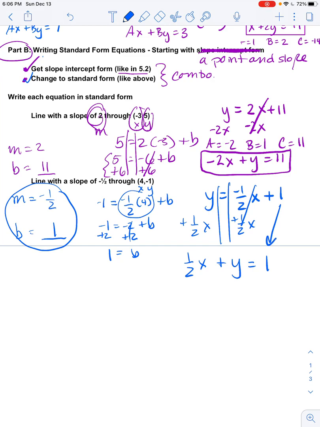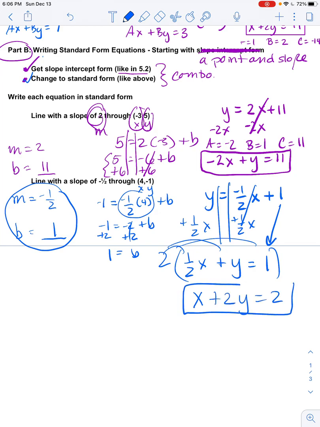But I don't want to have a half, so I'm going to double the whole entire problem. I'll get x, because 2 times a half is 1x, plus 2y equals 2. That's my standard form equation, where my a is 1, b is 2, c is 2 as well.